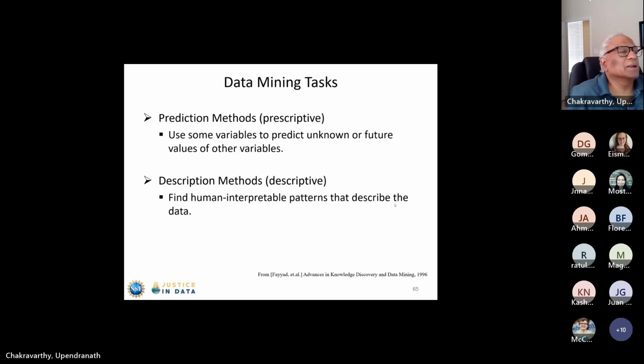Okay, thanks. When you think of data mining, you can think of predictive and descriptive methods. Predictive methods, as the name indicates, use some variables to predict unknown or future values of other variables. Descriptive methods find patterns that may be of interest and can represent knowledge.